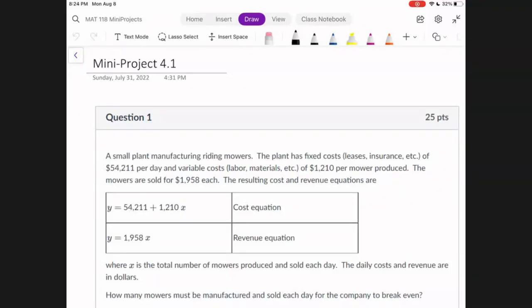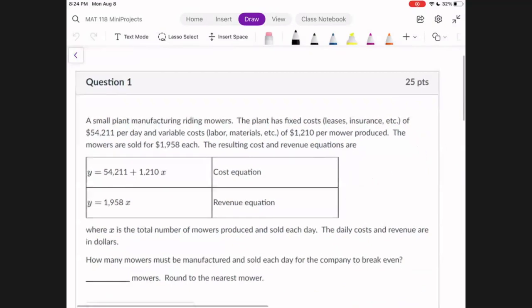Hey everyone, this will be a video on 4.1. So the first question here, we have a small plant manufacturing riding mowers. Okay. So we have a plant that's manufacturing this.